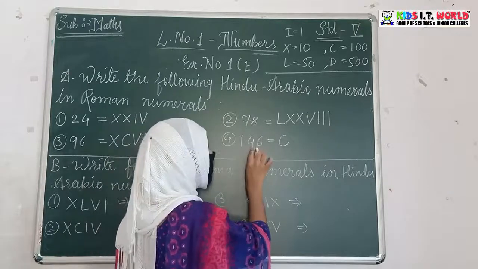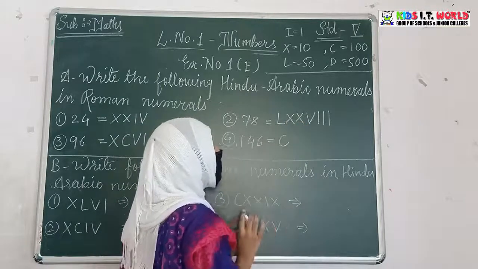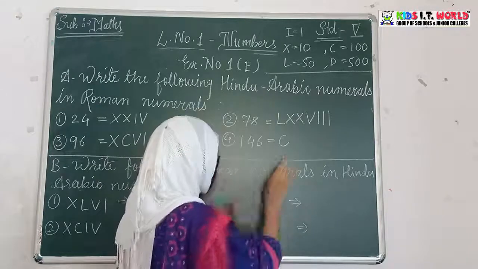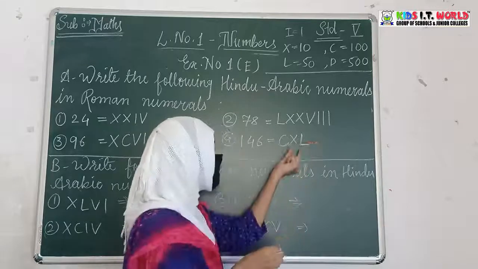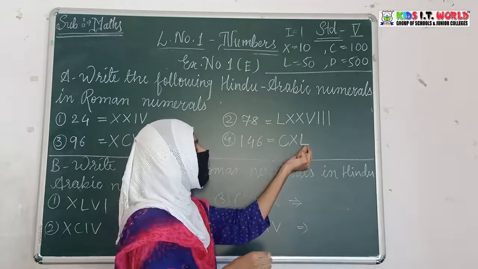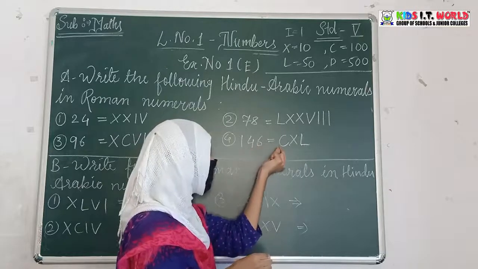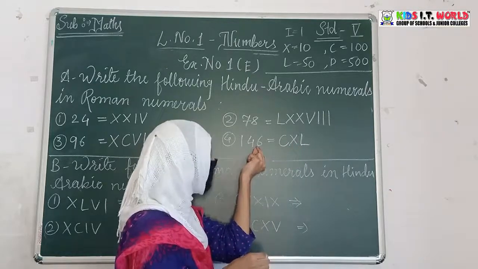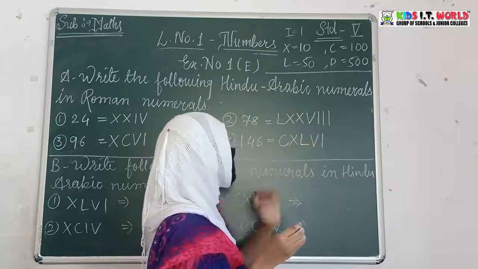Now 46. For 46 you can't write X four times, so you will write 46 as XL. This is 40, since L means 50 minus 10, it is 40. Now 40 is done, so it is 140 over. Now we have to write 6, so it is VI. It is XLVI.